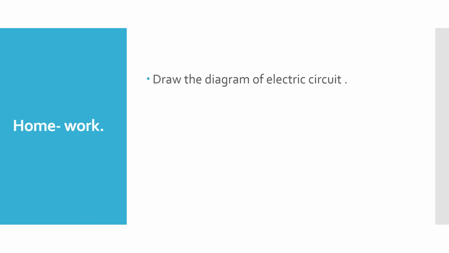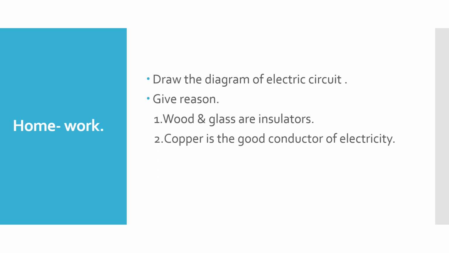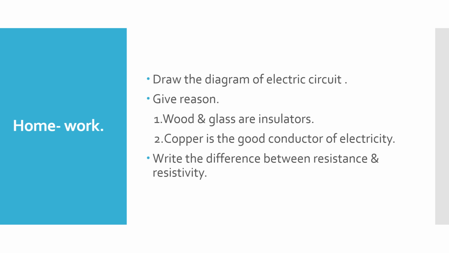And now the homework for you. Draw the diagram of an electric circuit. Give reason: wood and glass are insulators, and copper is a good conductor of electricity. You have to give reasons for these two statements. Then write the difference between resistance and resistivity.